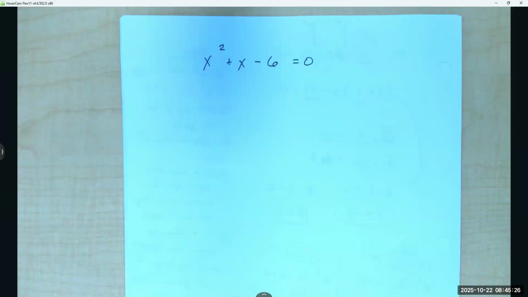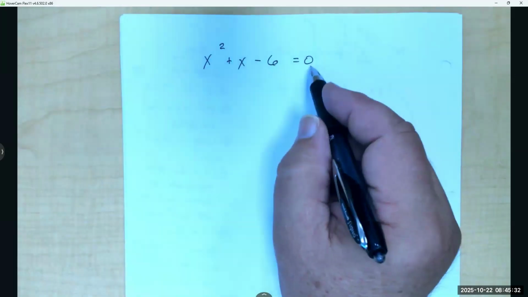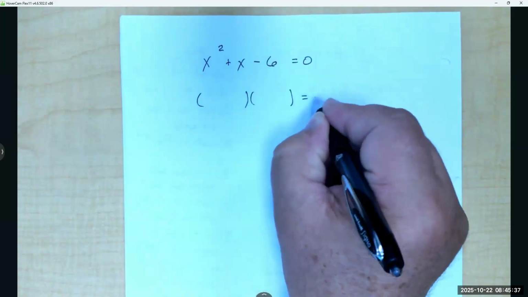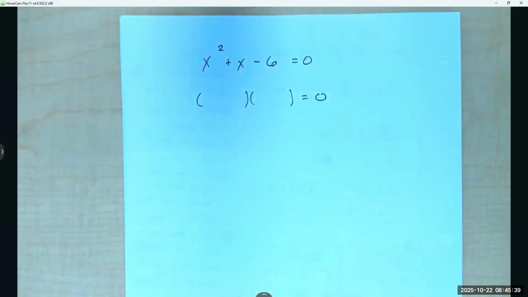What's my first step? Well, the first step, set equal to 0. The next step would be the parentheses. Then what? Put in the X's.